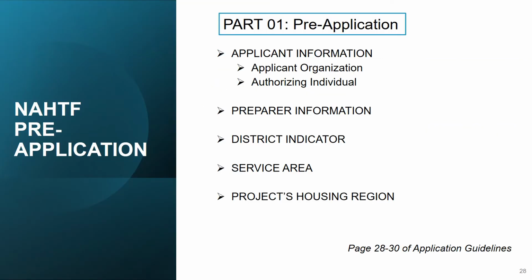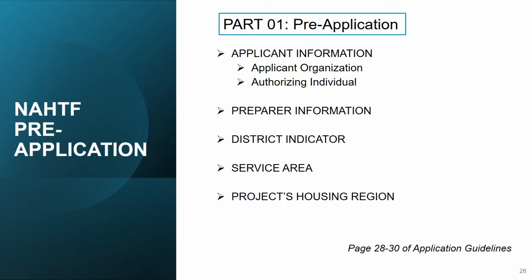The applicant information section requests contact information for the applicant organization and for the authorizing individual. The authorizing individual is the person authorized to sign contracts and other legal documents on behalf of the organization. For a general local government, it is typically the chief elected official. For all other applicants, it is the person given authority to both submit applications and execute contracts for state funding. This individual is responsible for giving the application preparer consent to submit the application.